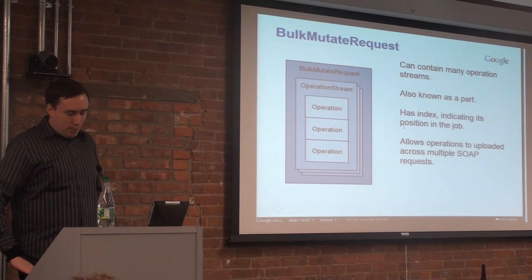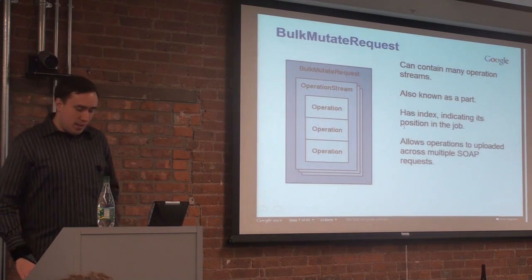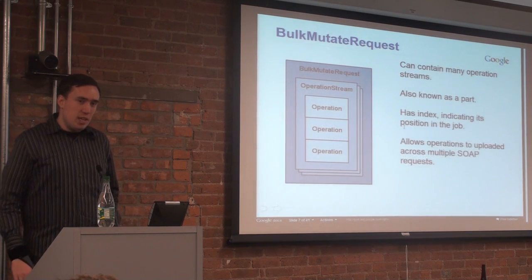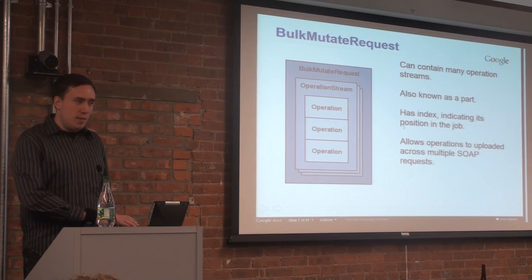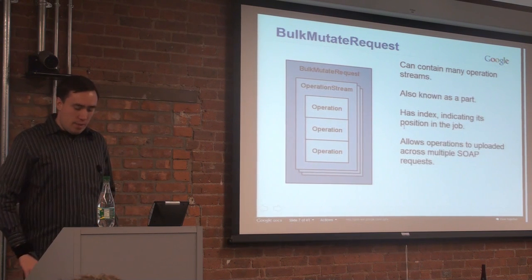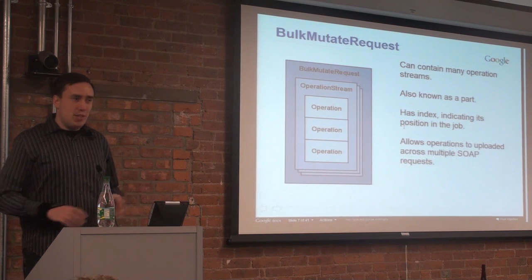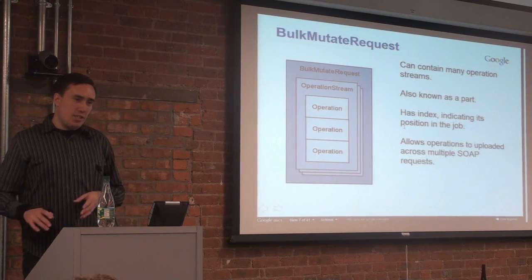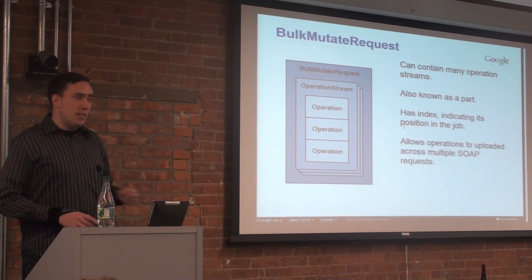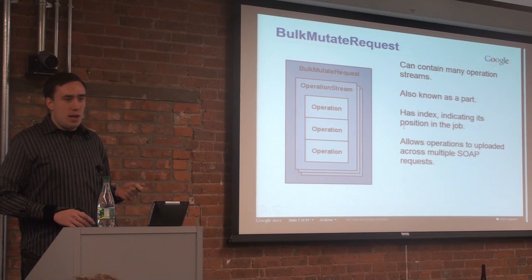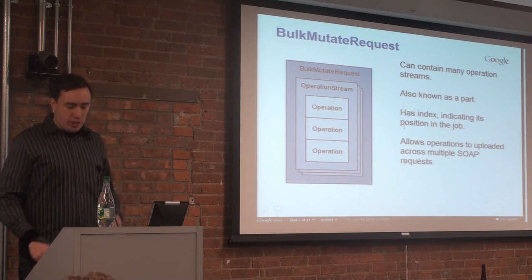So the next level up from operation streams is the bulk mutate request. A bulk mutate request is meant to contain many streams. We also call this a part, so later on I'll be referring to this bulk mutate request as a part. That's because its main purpose is to allow your streams to be sent to the server in multiple requests. Rather than send all of your streams in one request, you can send them in multiple requests, splitting up your entire collection of streams into different parts.